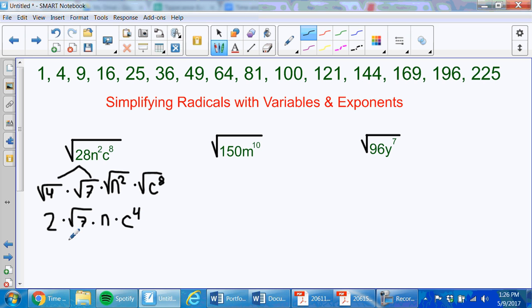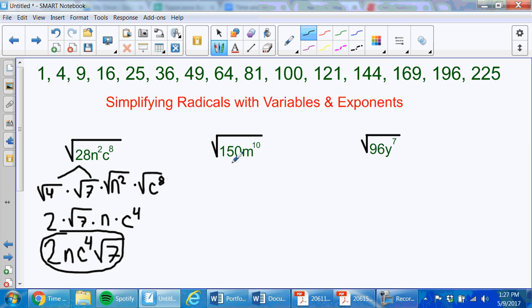Now I want to order things that can be out front, the coefficients that are multiplying together, like 2, n, and c to the 4th can all go out front. And I can leave the square root of 7 on the inside. That's my final simplified expression.